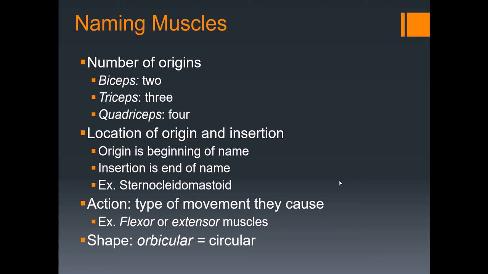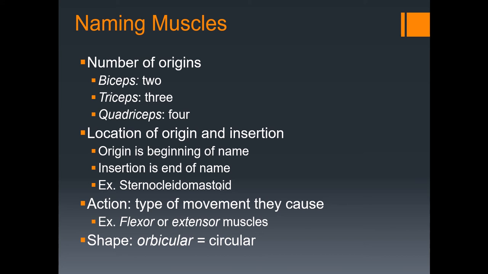Some muscles actually in their name tell you where they originate and insert. The origin is the beginning of the name and the insertion is the end of the name. So if we look at a muscle called the sternocleidomastoid muscle, cleido is another word for clavicle, so we have sternum, clavicle, mastoid process. So this particular muscle originates on the sternum and the clavicle and inserts on the mastoid process of the temporal bone. So just by looking at the name of the muscle, we know that that muscle is located in the neck and it is going to move the head.